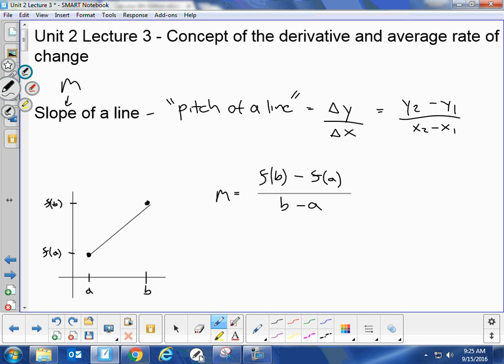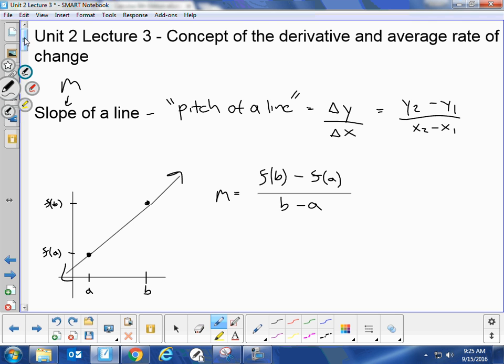Right, and a line doesn't necessarily just stop at the 2 points. We can have lines that extend forever and ever and ever in either direction. We can pass through the 2 points, and there's my line. Okay, it's not just a line segment, it's a line that goes on forever.